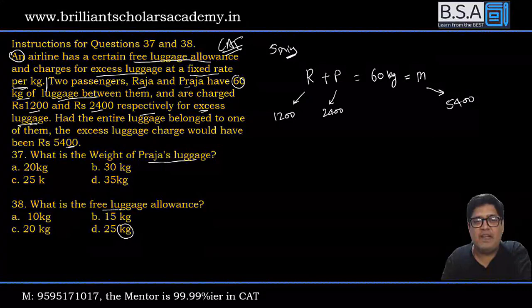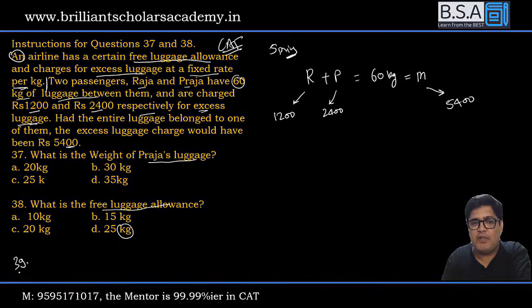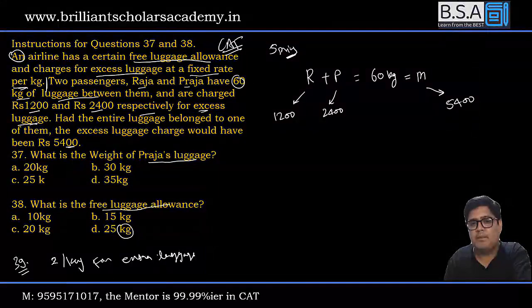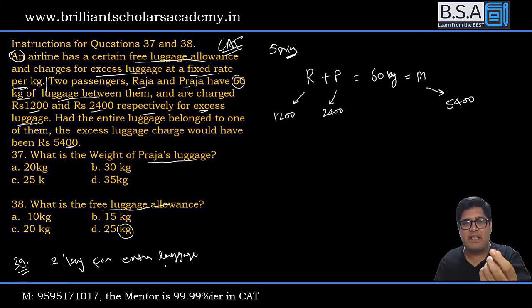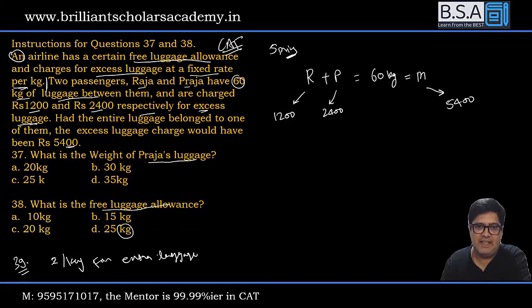What is the free luggage allowance? I might frame an additional question and ask you, what is rate per kilogram for extra luggage? Is it 10 rupees per kg, 20 rupees per kg? What is the amount to be paid per kg for extra or excess luggage?